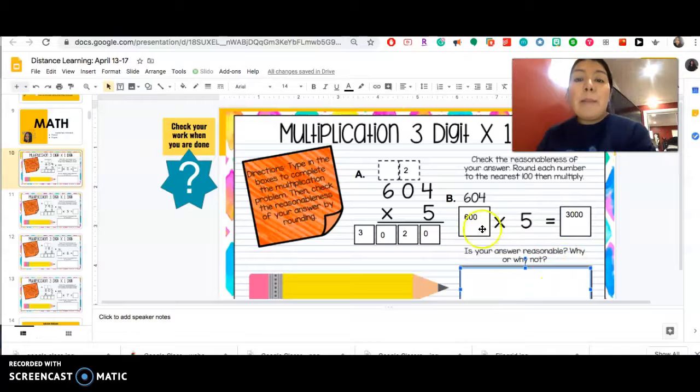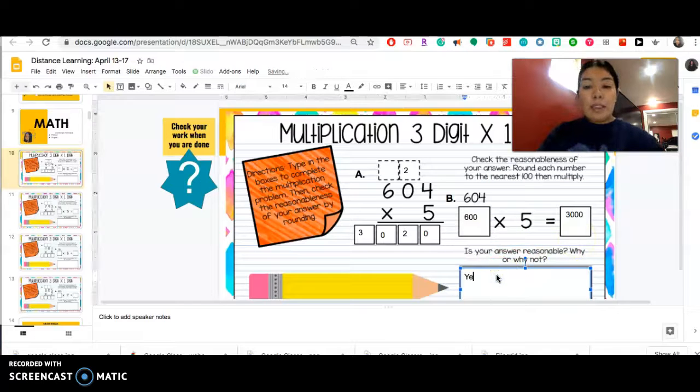Now the second part, part B, is asking, is my answer reasonable? Why or why not? And what that means is, do our answers make sense? Does this answer make sense? And I believe the answer is yes.